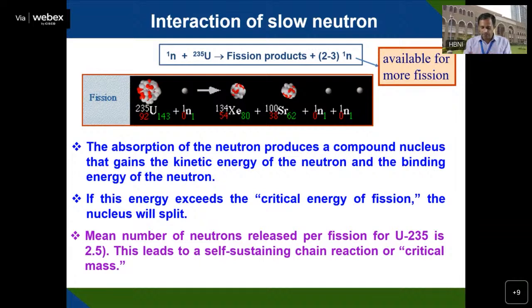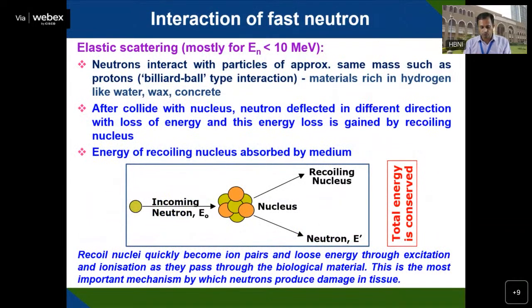So beyond a critical mass, that critical energy of fission, the nuclei will split, and you are able to get two additional nuclei. In addition to that, neutron capture or fission occurs with the interaction of slow neutrons. If you have a fast neutron, you see elastic scattering, at energy less than 10 MeV. In that case, the neutron interacts with a particle of similar mass, and it behaves like a billiard ball type of interaction, with materials like hydrogen, water, wax, concrete.